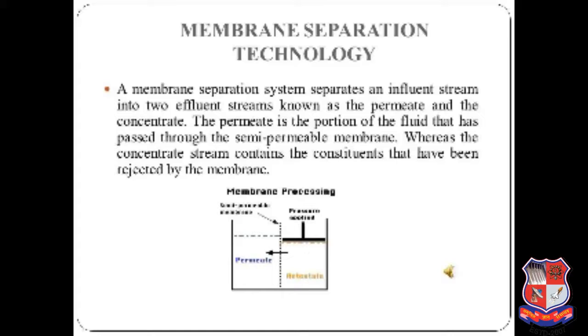Basics of membrane separation technology. A membrane separation system separates an effluent stream into 2 streams known as permeate and concentrate. The permeate is the portion of the fluid that has passed through the semi-permeable membrane, whereas the concentrate stream contains the constituents that have been rejected by the membranes.